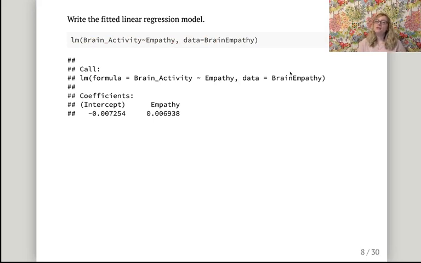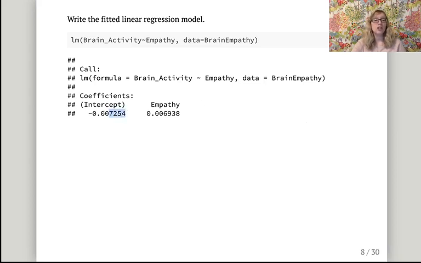So let's start by just writing the fitted linear regression model. In R, the function to actually calculate a linear regression model is lm. lm stands for linear model. So we'll say that our y variable, brain activity, depends. Remember, you can read this tilde as depends or is a function of. So brain activity depends on empathy. The data set is called the brain empathy data set. So that's how we'll calculate this model.